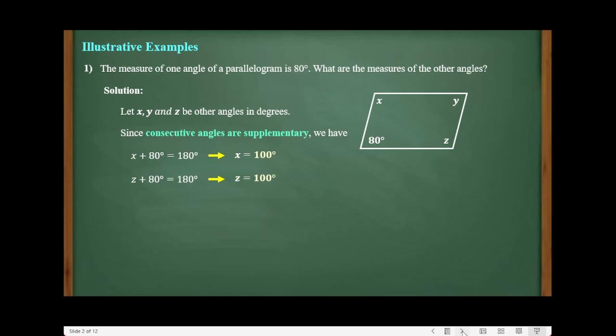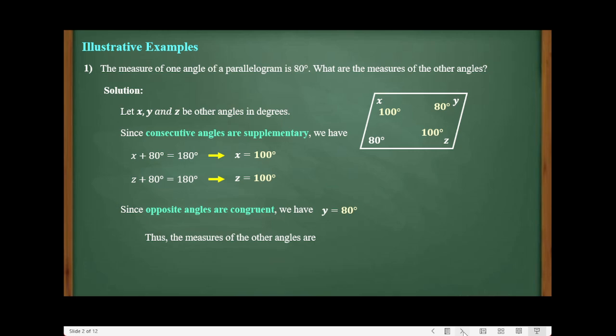Next, for the remaining angle denoted by y, we can set up an equation, or we could apply another property, and that is opposite angles in a parallelogram are congruent, meaning the opposite angles are equal in measure. Therefore, we can set up this equation as y equals 80 degrees. Therefore, the measures of the other angles are 100 degrees for x, another 100 degrees for z, and y, which is equal to 80 degrees.